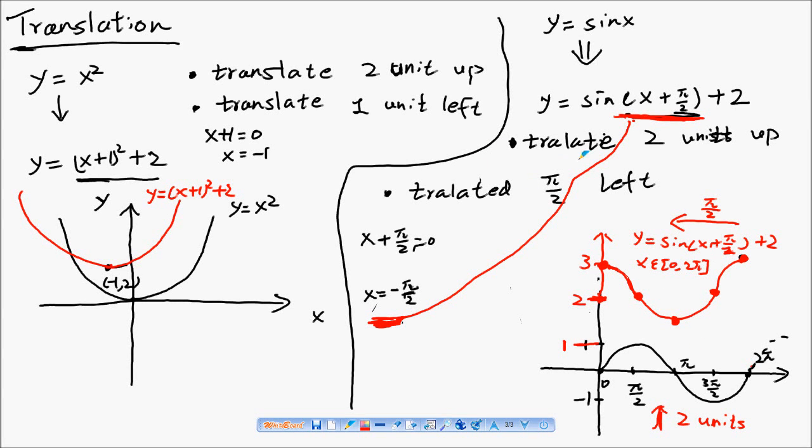The vertical translation value is just there. For the horizontal translation value, you have to make whatever is in the bracket equal to 0. That's the main point.